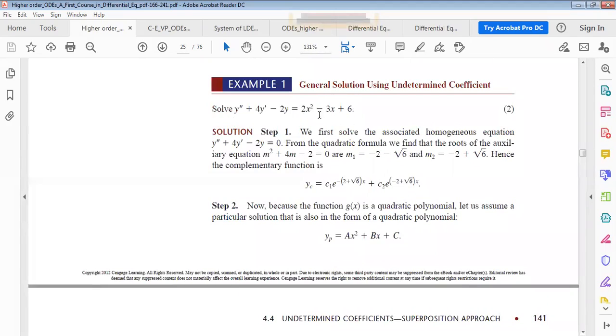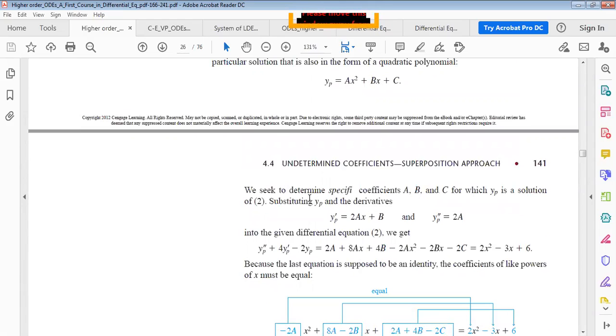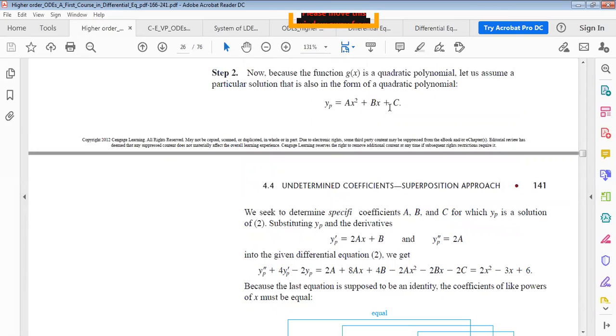Here a is unknown and b is also unknown. A x square plus bx plus c, this is the particular solution. Now we try to determine the specific coefficients a, b, c. We have to find out a, b, and c. This is why it is called the undetermined coefficient method, and we'll try to find the coefficients a, b, and c using this method.